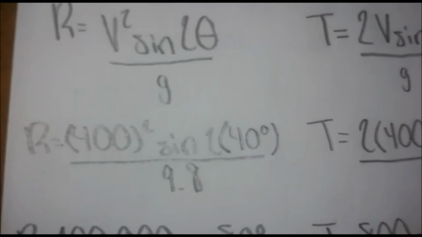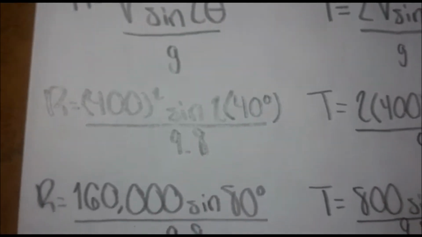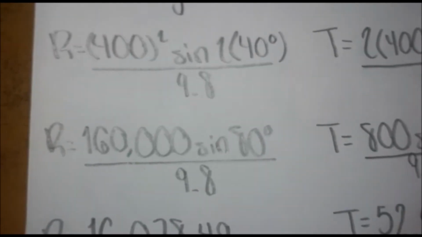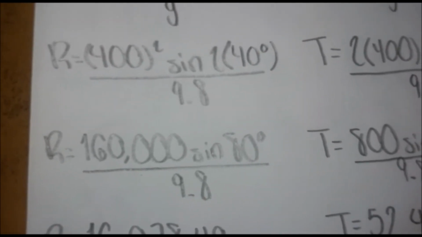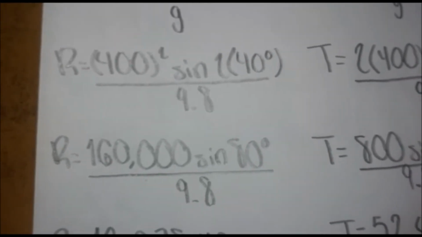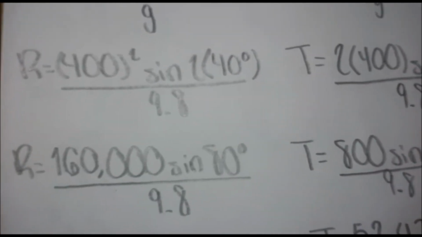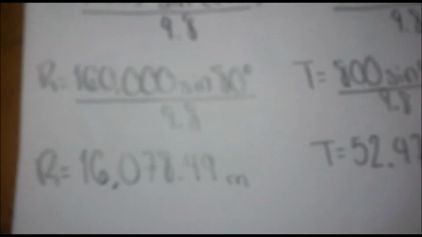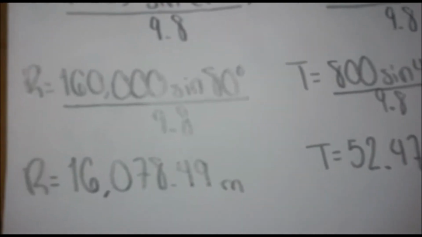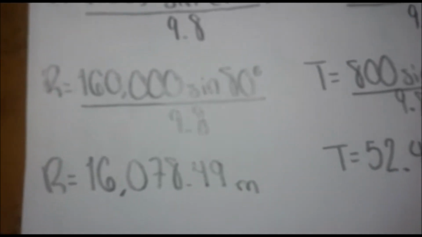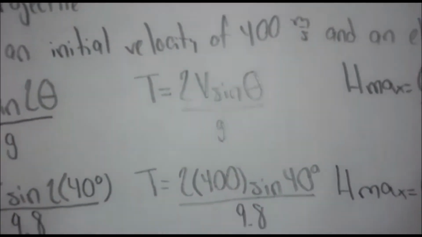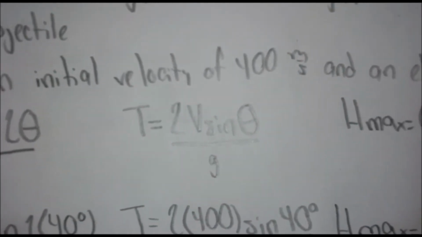So the range is equal to 400 squared times sine of 2 times 40 over 9.8, and solving that a little bit to make it easier, we have that the range is equal to 160,000 times sine of 80 over 9.8, and the value of the range is 16,078.49 meters.